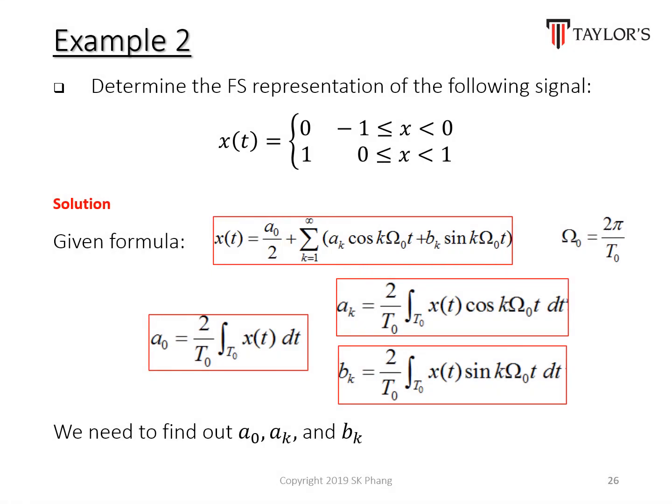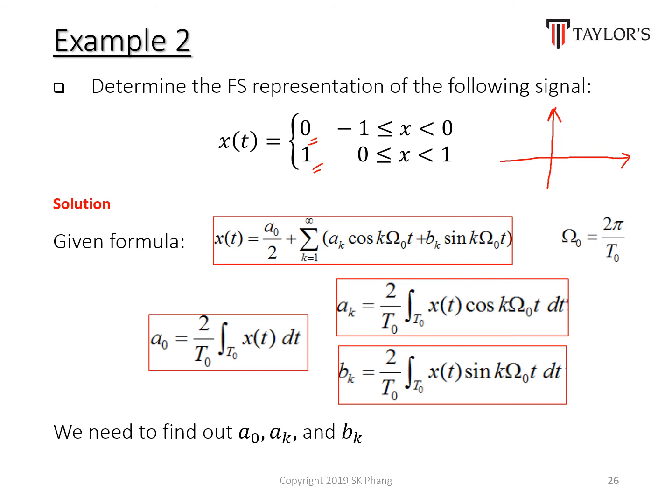Alright, now let us look at the second example. For these examples, you are given a signal that has two different values. It's either 1 or 0. So for these signals, if you plot them out, and I suggest all of you plot the signals out whenever you are asked this kind of question, so that you get a clearer idea of how you can do the integration on this.